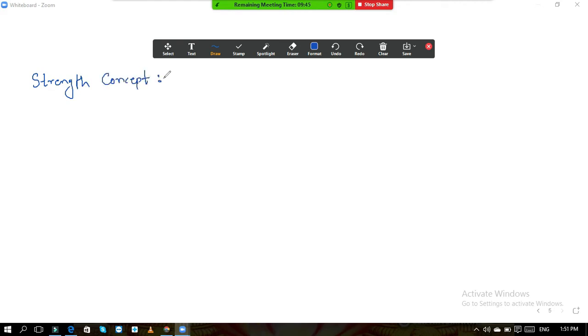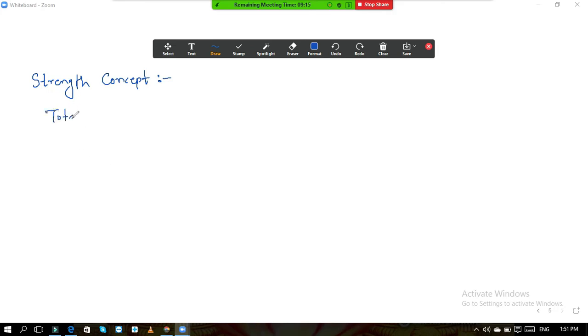So the strength concept is what we are going to use over here. In the strength concept, first we calculate the value of the moment, then we know the precipitating force, and we calculate the shift of the C line from the P line. Now here also we will calculate the total moment. We already know the value of the moment.